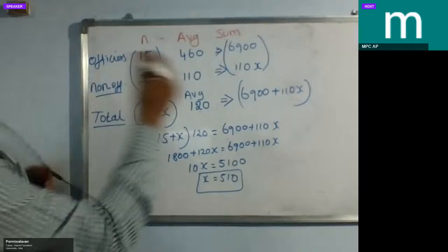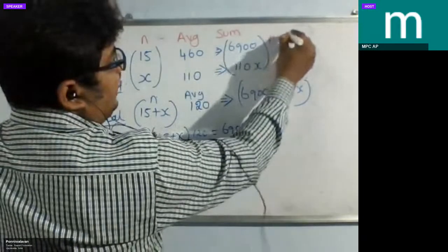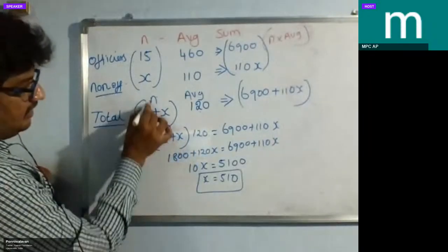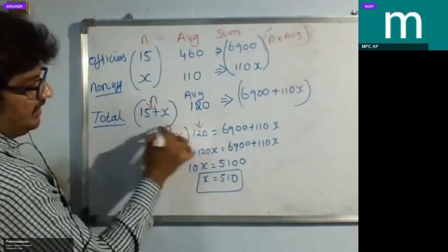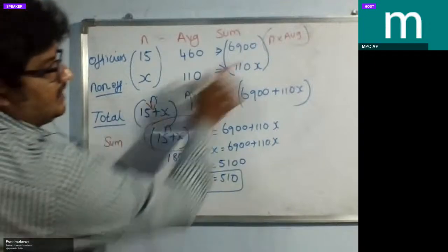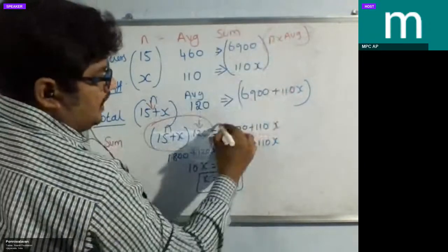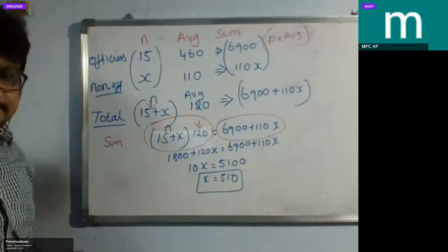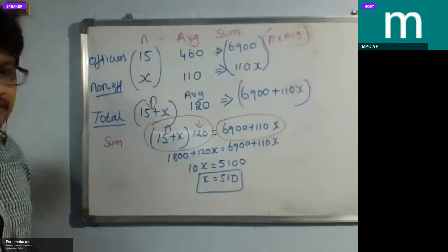Listen, this is nothing but n into average. Keep that in your mind. So here it is n, here it is average, so it will become the sum. If you add these two values, you will get this.